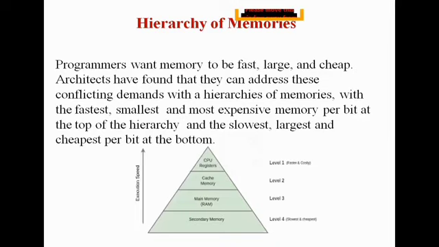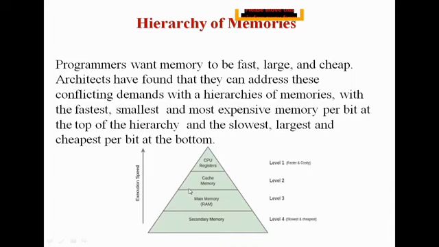So next thing is hierarchy of memories. Programmers want memory to be fast, large and cheap. Architects have found that they can address the conflicting demands with a hierarchy of memories, with the smallest and most expensive memory per bit at the top of the hierarchy and the slowest, largest and cheapest per bit at the bottom. At the top level, we have the fastest, smallest and most expensive memory.